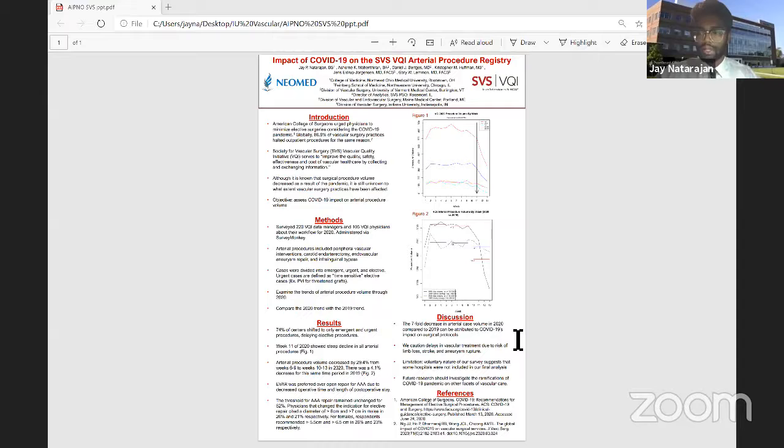In addition to revenue loss, we caution that delays in arterial procedures can lead to critical limb loss, stroke, and aneurysm rupture. Our significant limitation was the voluntary nature of our survey. However, after analyzing the geographical distribution of the responses, it was representative of the entire nation. Further research should look into procedure rates for patients with COVID-19 associated hypercoagulation. Thank you.